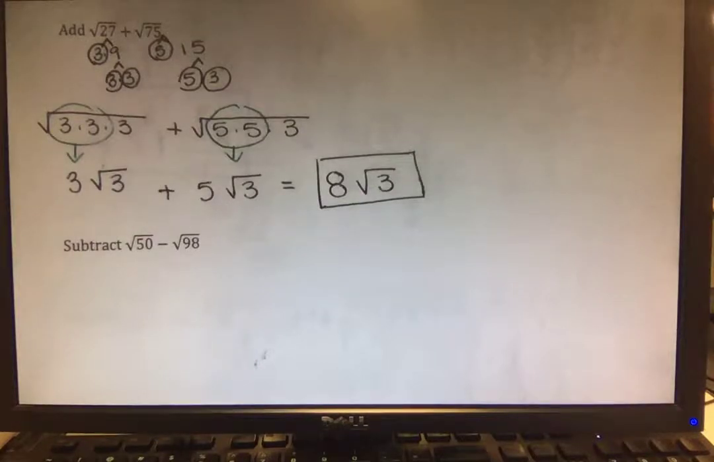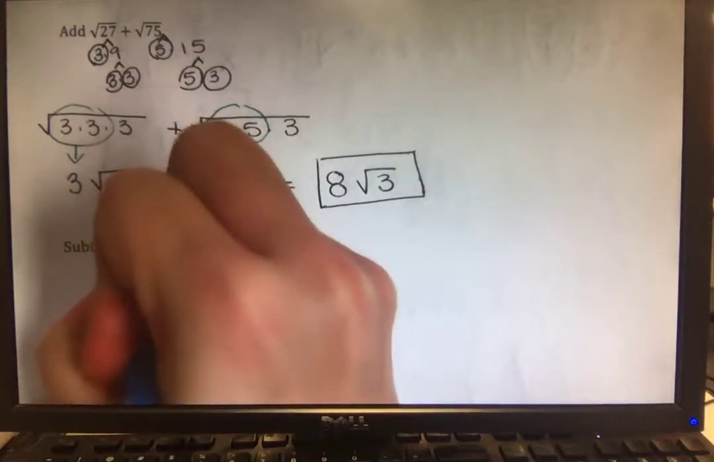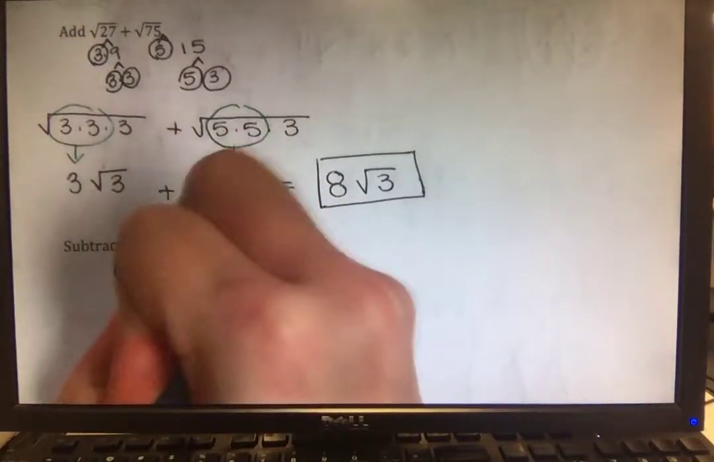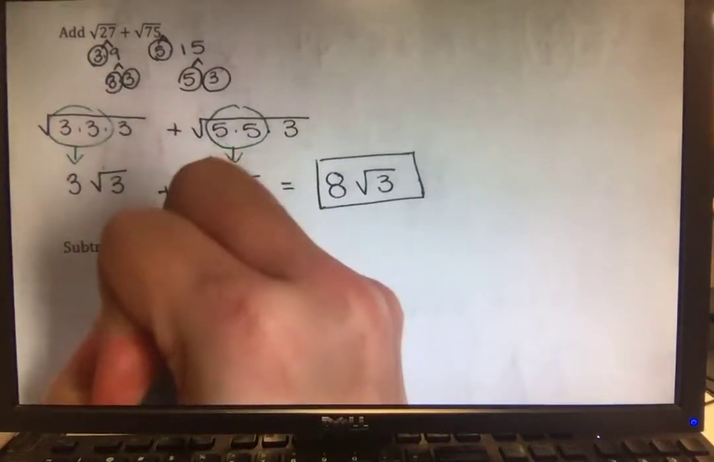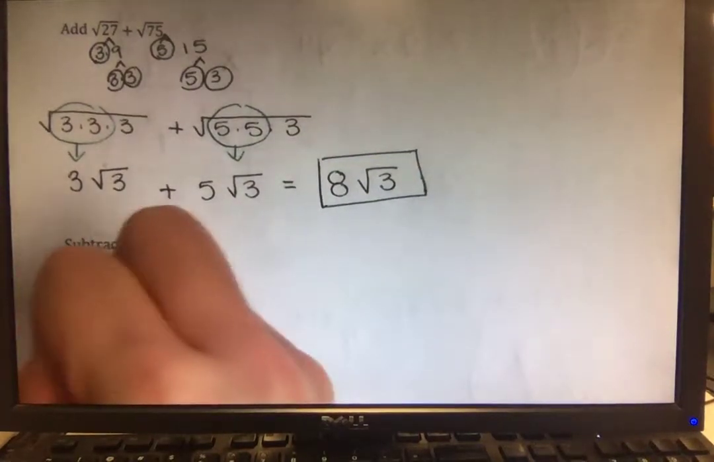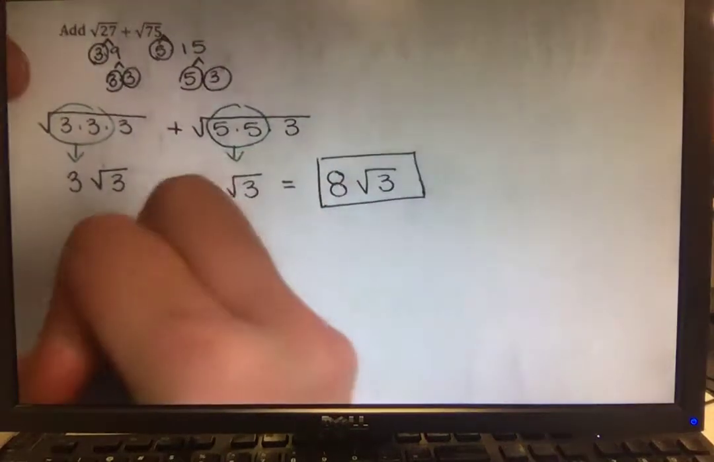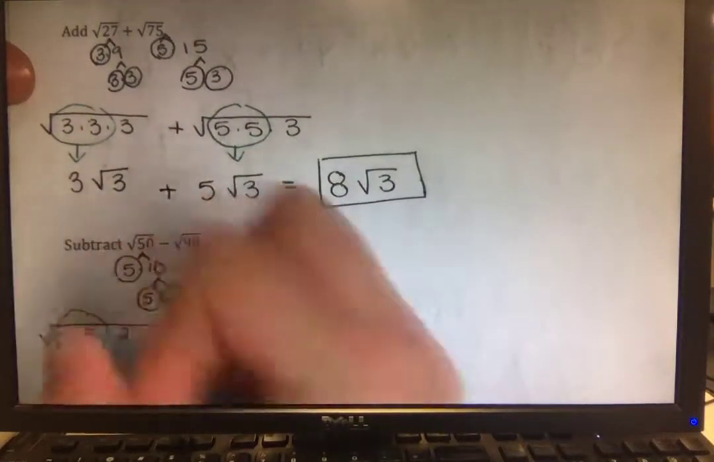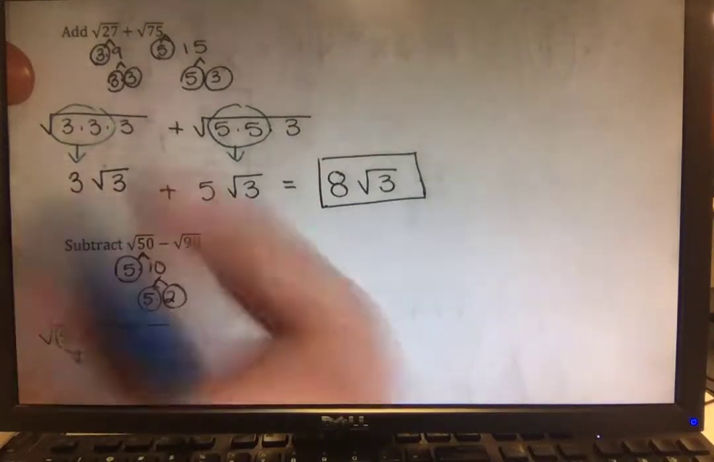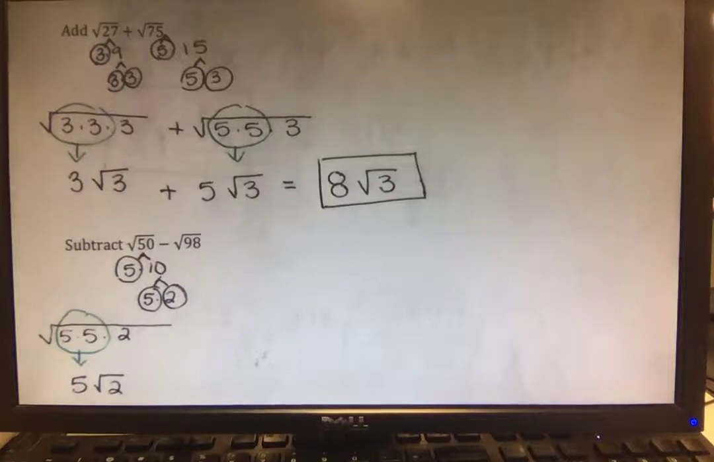For the next one, this time we're going to subtract the square root of 50 minus the square root of 98. So breaking down 50, any way you want to do it. Let's do 5 times 10. 5's done, so it gets circled. 10 is 5 times 2. So we broke down the square root of 50 into 5 times 5 times 2. It is the square root, so we're looking for 2 of a kind. These two 5's are coming out of the radical. And that 2 is staying underneath the radical because there's not another one to come out with it.